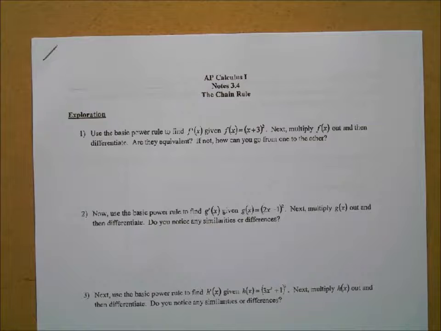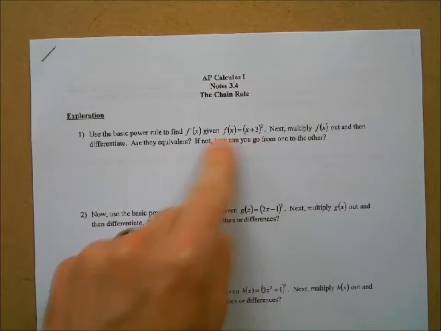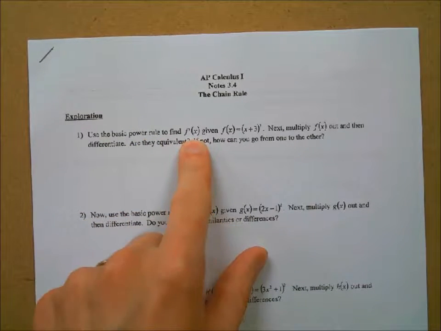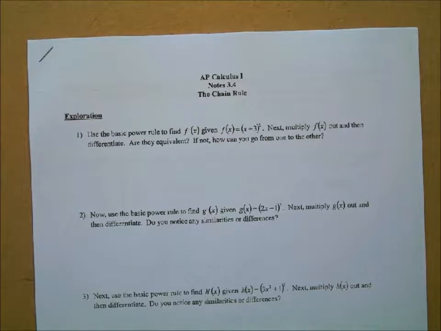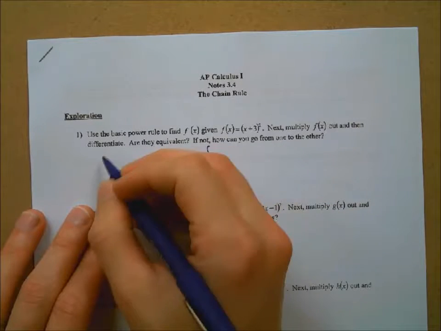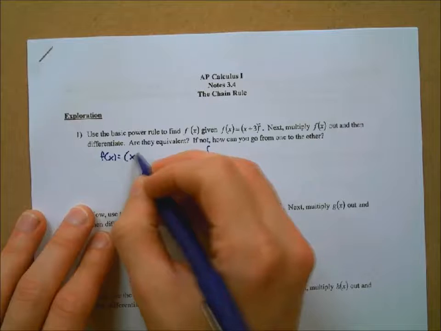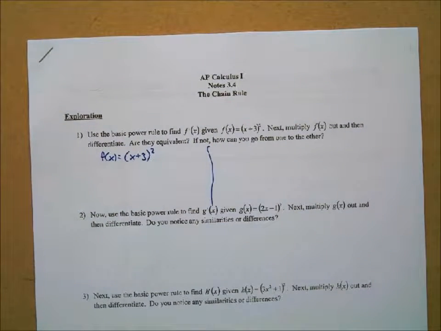All right, so first of all, when we go to find the derivative of this function, we're going to use the basic power rule to find f prime of x, the first derivative, given that f of x is equal to x plus 3 quantity squared. Okay, so basic power rule, I'm going to draw a little line down here. So in other words, we're going to take that function f of x equal to x plus 3 quantity squared, and we're going to try and apply the basic power rule to that.